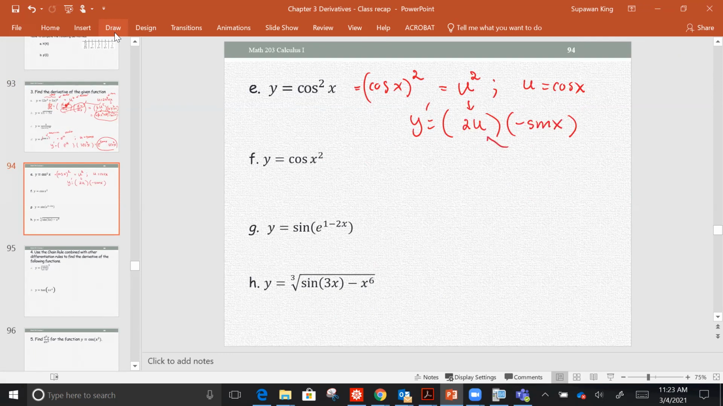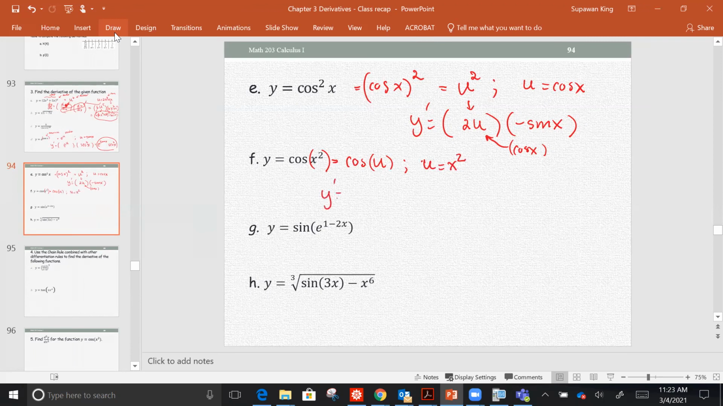And at the end, change the u in terms of cosine x and you are done. Okay. Part F, y equals cosine of x squared. This is the same as cosine of something, and your something is your inner function. Okay, your inner function is x squared.